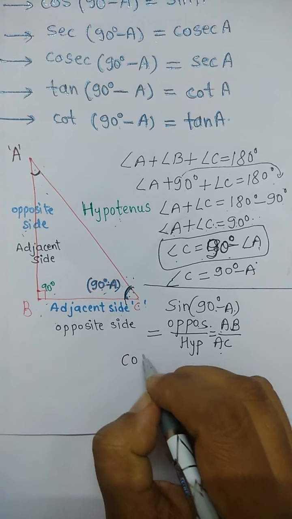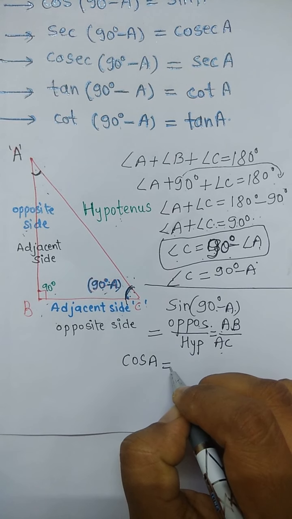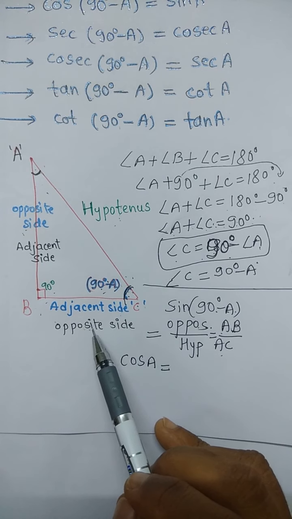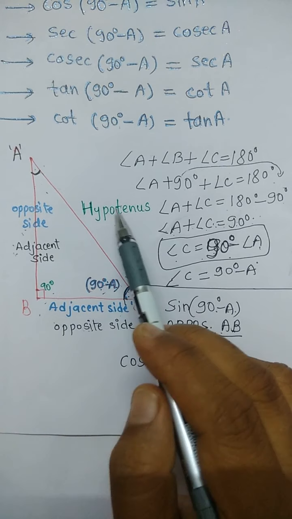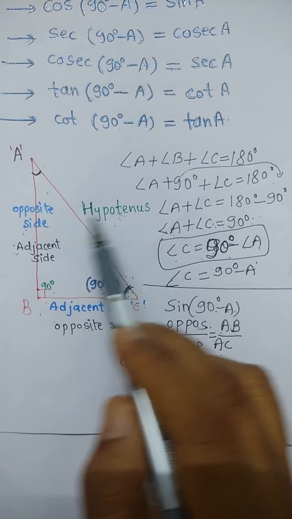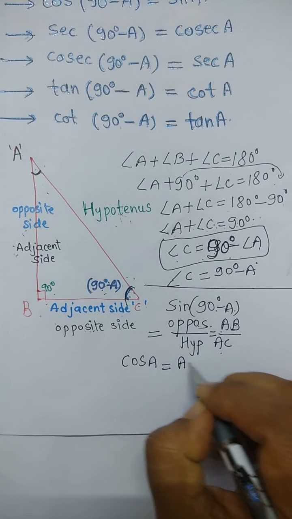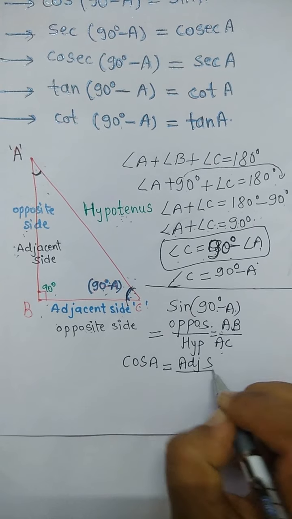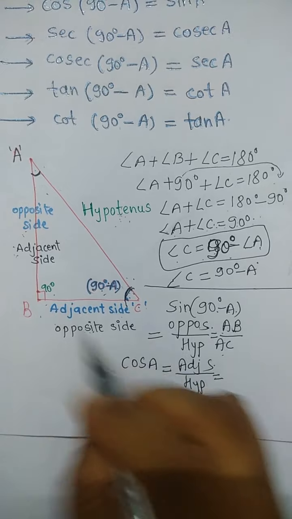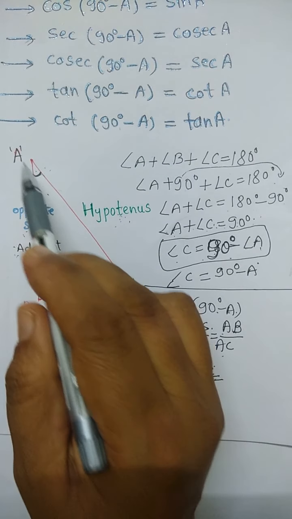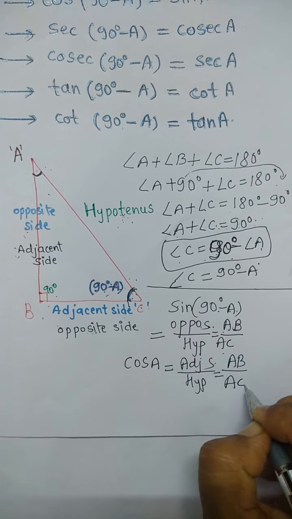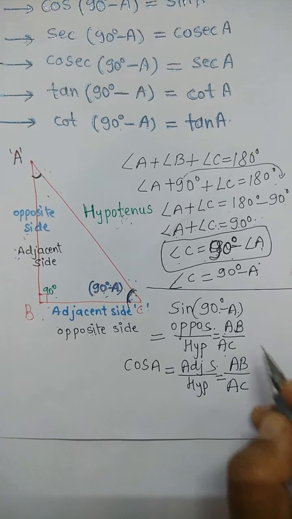Now let us see cos A. What is cos A? For angle A, this is the opposite side and this is the adjacent side. This is the hypotenuse. Cos means adjacent side upon hypotenuse. The adjacent side of A is AB, and the hypotenuse is AC. So what do we observe from this?